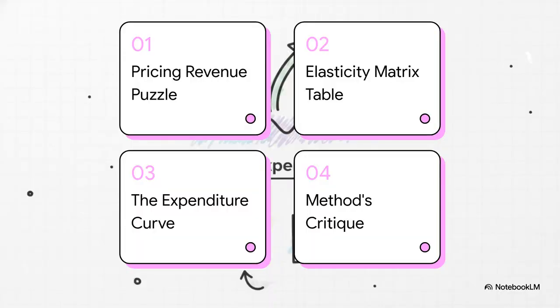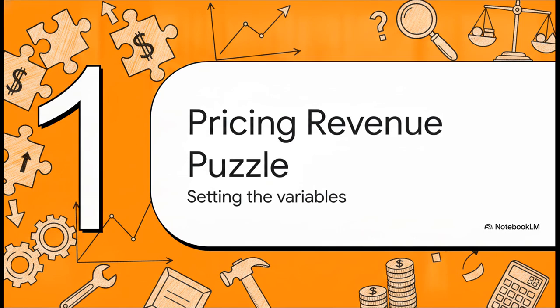Here's our roadmap for today. We'll start with the pricing revenue puzzle, take a look at the elasticity matrix table, trace the actual expenditure curve, and wrap things up with the method's final critique. Let's kick things off with part 1, the pricing revenue puzzle.